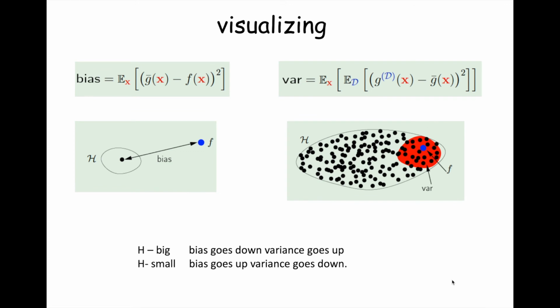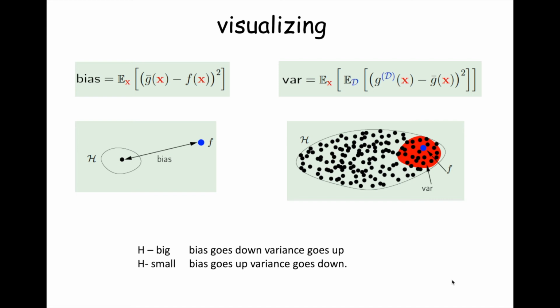So what does bias and variance look like? Let's have some more visual examples. In the left-hand frame, we have our expression for bias, and we said that bias is a measurement of the descriptive power of your hypothesis set. And we said G bar is the average final best hypothesis.